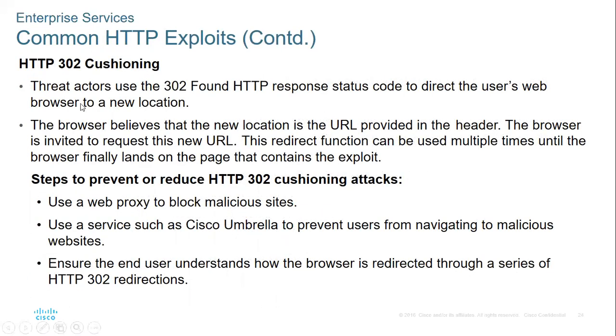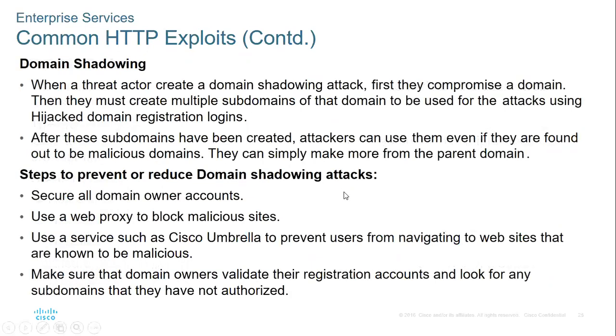The other attack which is there is HTTP 302 cushioning. So the threat actors use this response to redirect the user's web browser to a new location. Okay, so how do you prevent or reduce this kind of attack? It is by using a web proxy. Okay, you can also use a Cisco Umbrella and also ensure that end users understand how the browser is redirected through a number of steps.